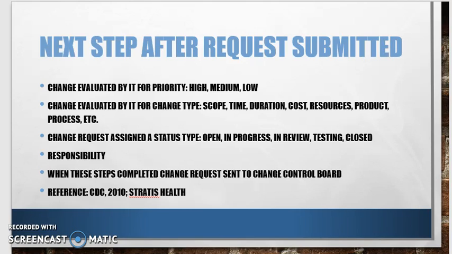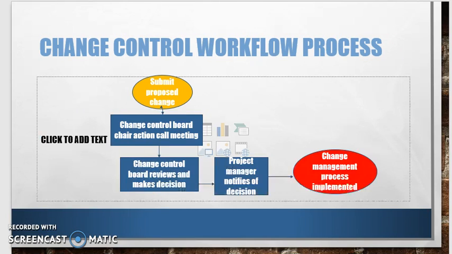And then the change request is assigned a status, and so it's either open, in progress, in review, being tested, or closed. And then also it'll give on there who's responsible for doing these things. After it's closed, the change request is sent to the control board for them to make a decision whether they're going to implement it, delay it, or deny it.